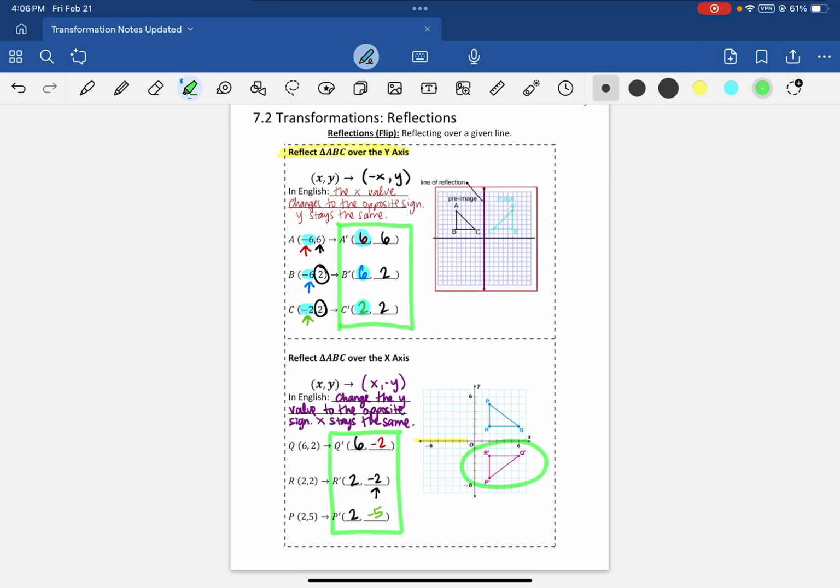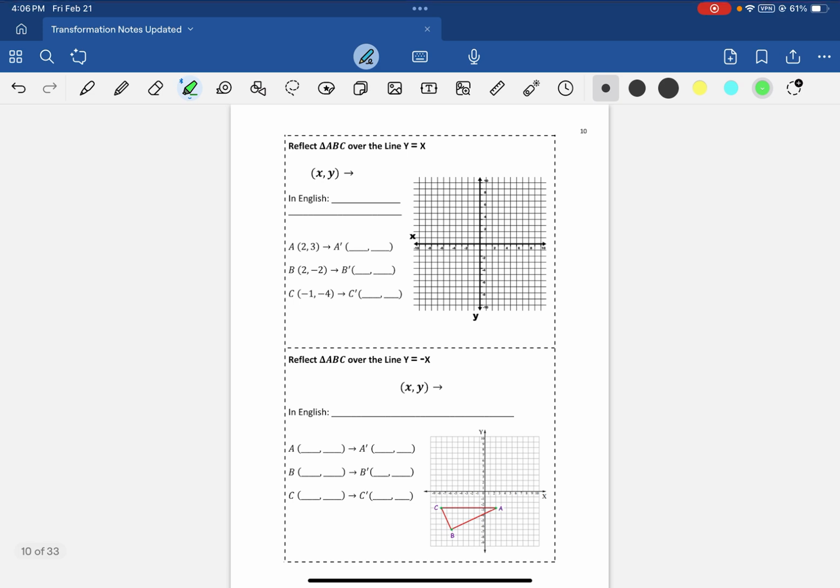So hopefully you got these notes written down. If you did not, they are posted on Canvas and you can go reference them or watch this video again on Canvas. Let's go to the next one.